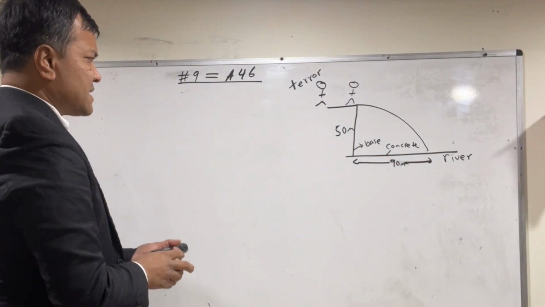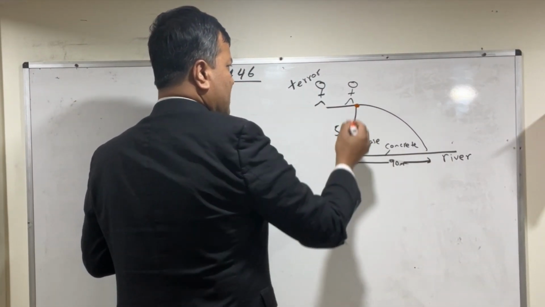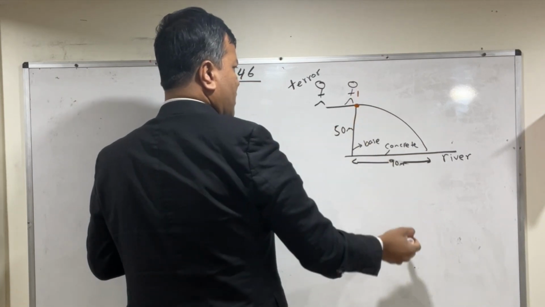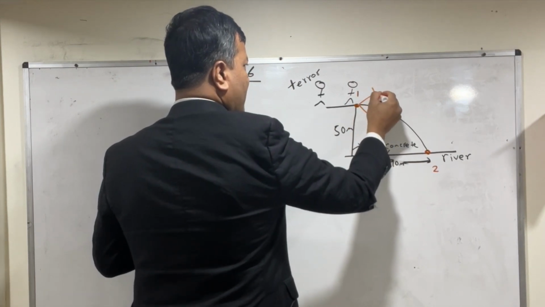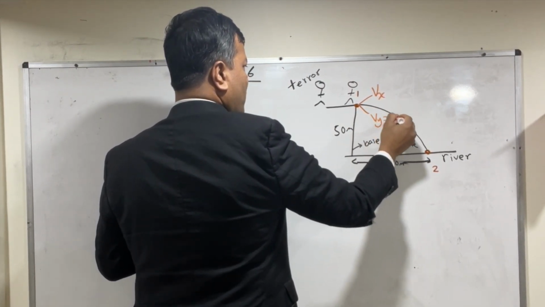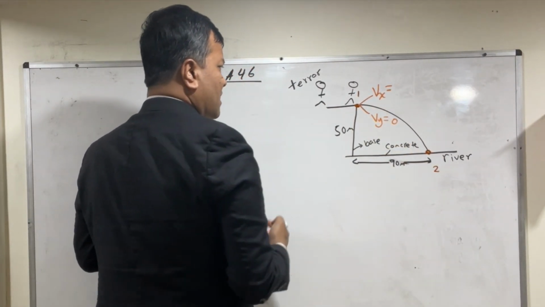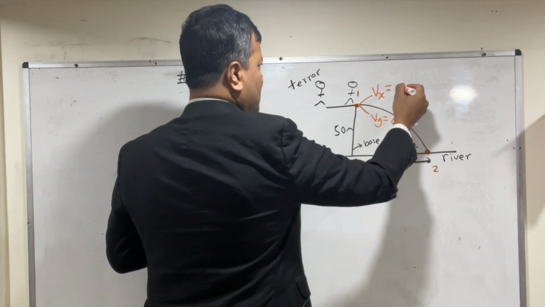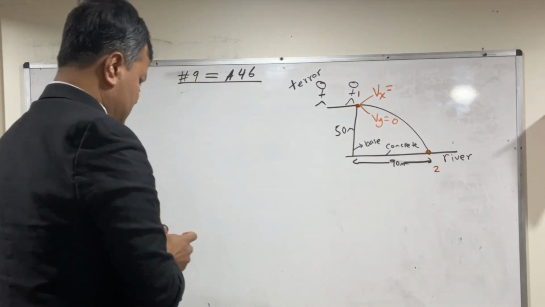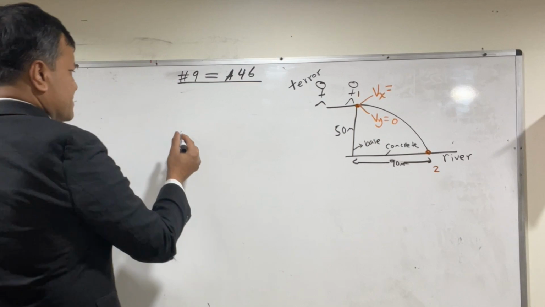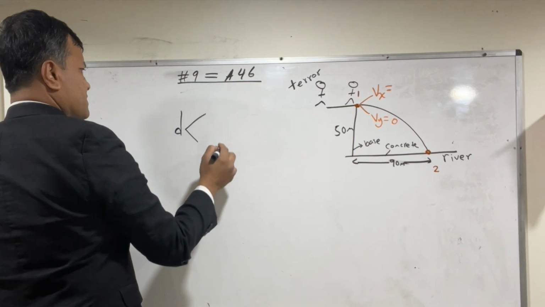You must understand what is happening at location A. At location A, or location 1 you can call it, and location 2. At location 1 you have Vx and Vy. Vy is 0, and Vx you're going to find. How? You know, Vx is dx over t, and that's how you're going to find it. So the problem is just like assignment 46.